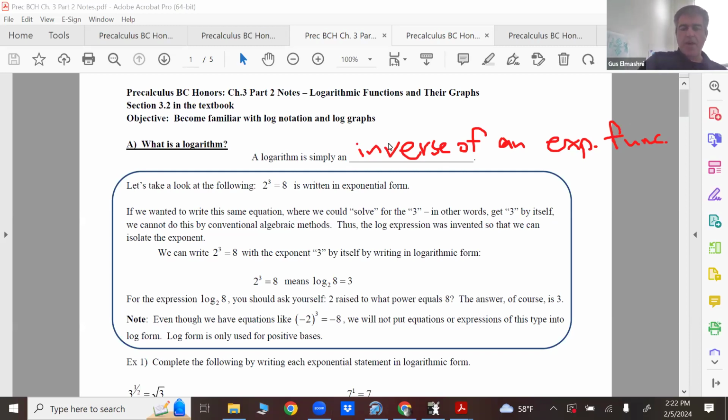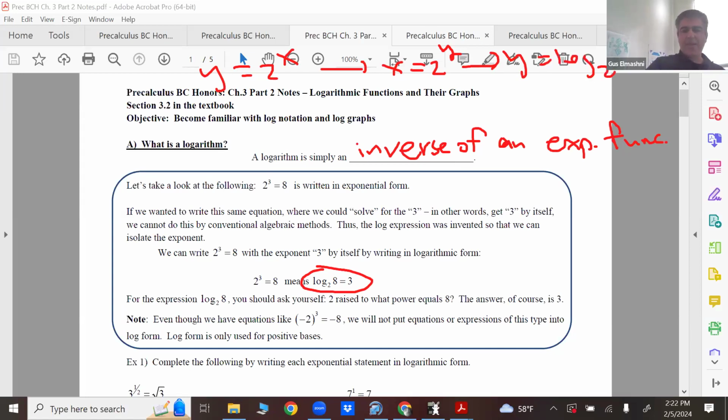So, for example, 2 to the 3 equals 8 can be rewritten like this. It's just another way of writing an exponential expression, but it is actually an inverse of an exponential expression. Let's say you have y equals 2 to the x power. What if you switch x and y? And then you want to isolate y? You write it as y equals log base 2 of x, right? That's exactly what this is. It's just simply the inverse of an exponential function.